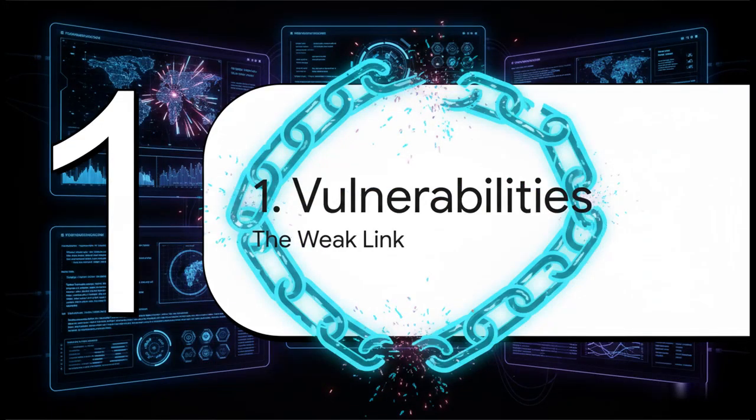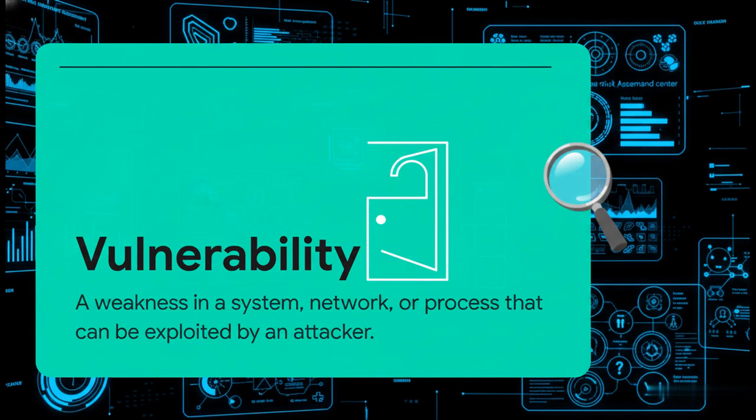Starting off with our first core pillar, Section 1, Understanding Vulnerabilities. We can really just think of this as the weak link in the chain. A vulnerability is, very simply, a weakness. It's a flaw in an information system, an application, a network, or even a human process.